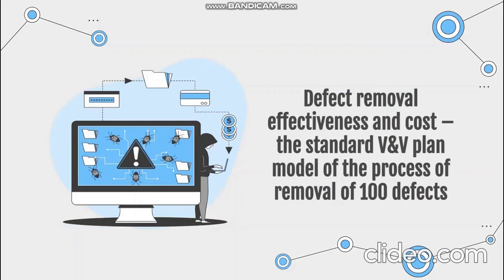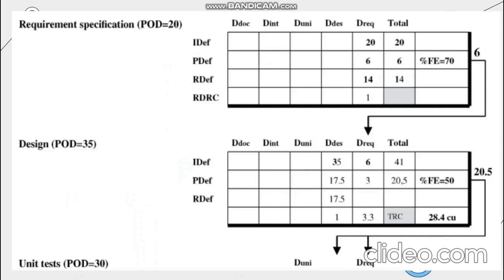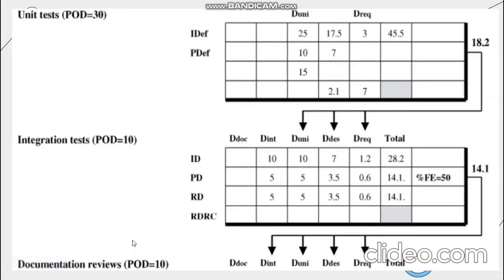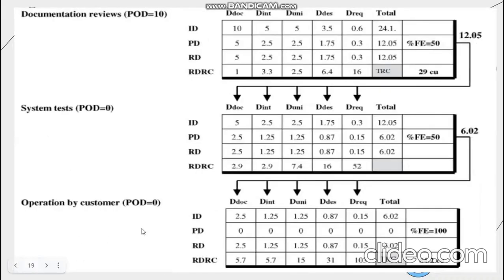The next table that I will be showing you provides a process-oriented illustration of the standard quality assurance plan model, and here we can see the activities written here. The POD is the phase originated defects, as I mentioned before. So here we have a requirement specification activity, and we have the filtering effectiveness, we have all the other calculations, we have design activity, we have unit tests, and then we have integration tests, and we have documentation reviews, and we have system tests and operation by customer. So here, as you can see, the filtering efficiency has a huge impact on the other filters, right? As you can see from the arrows here.